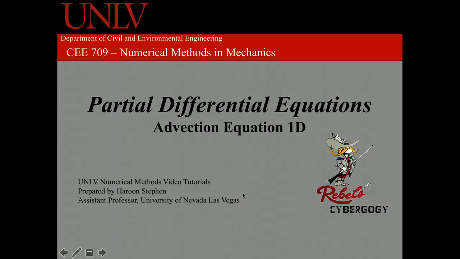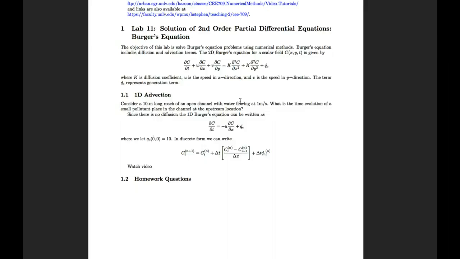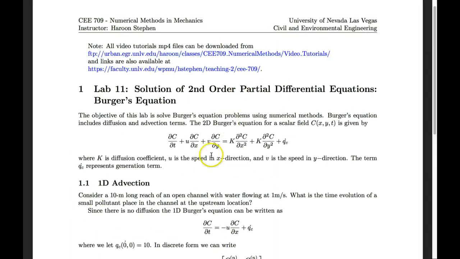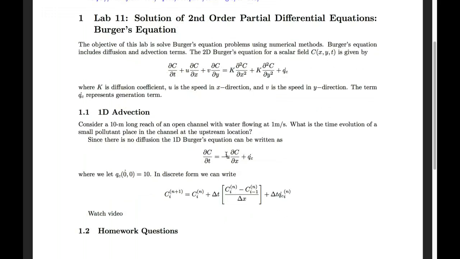This tutorial is about the advection equation in 1D and its implementation using numerical methods. If we look at the overall Burger's equation, we have the advection term, the diffusion term, and the source term. One way to do it is to just use the advection term, and over the course of time we will add the other terms. But in this tutorial we will look at the advection term only.